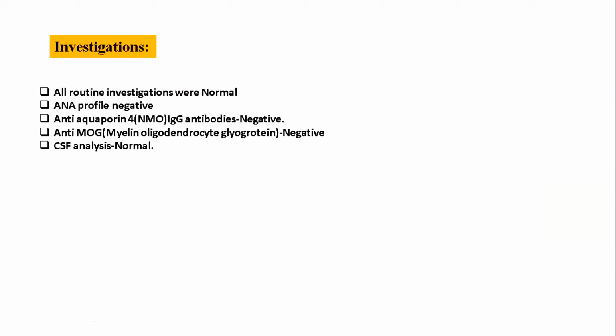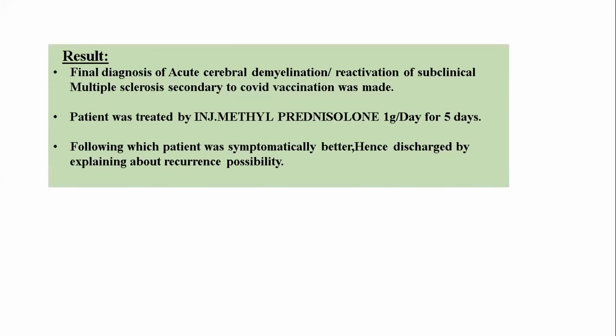Then all routine investigations were done, including HIV, HBsAg, VDRL to rule out any infective pathology, which was negative. ANA profile was negative. Anti-aquaporin 4, NMO IgG antibodies to rule out neuromyelitis optica were also done, which were negative. Then anti-MOG, that is myelin oligodendrocyte glycoprotein, to rule out any autoimmune demyelinating disease was also negative. CSF analysis was also normal. Result.